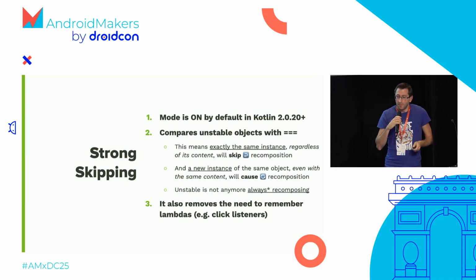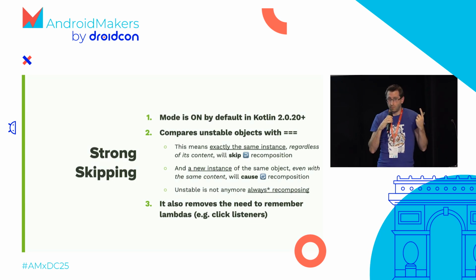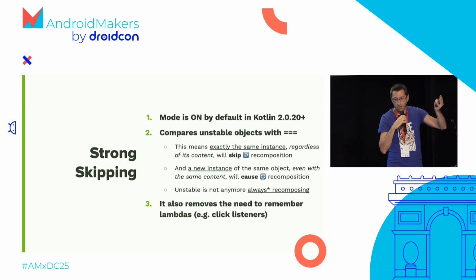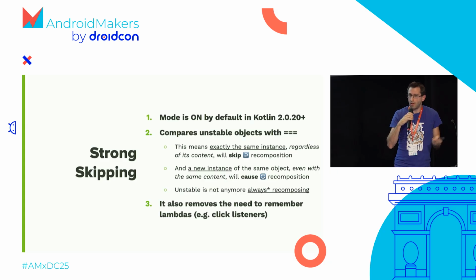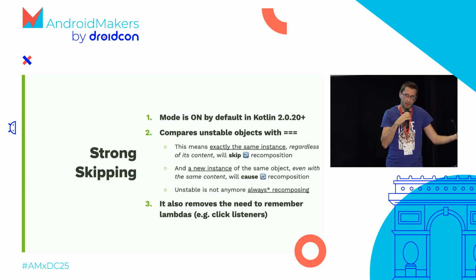Also with strong skipping came this really nice thing for lambdas, which are usually your click listeners. You would always get a new instance of the lambda that would cause recomposition, and so on. There are a lot of articles on the internet saying, wrap all your lambdas with remember. Since strong skipping, you don't have to do that because Compose does that for you very smartly. So that's great, no? And now we know how stable and unstable work.